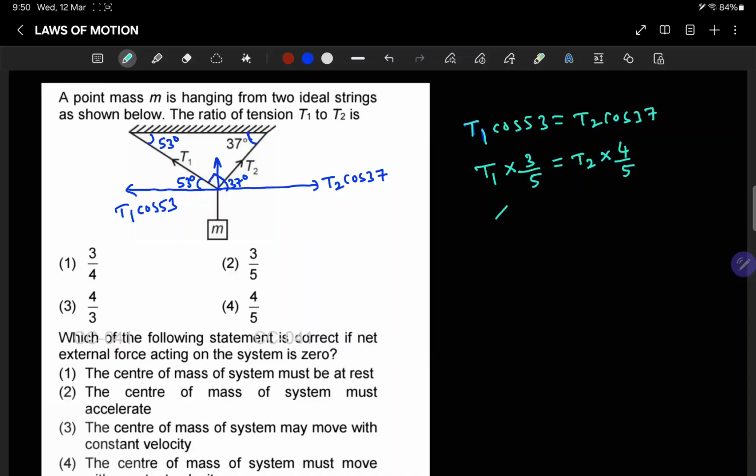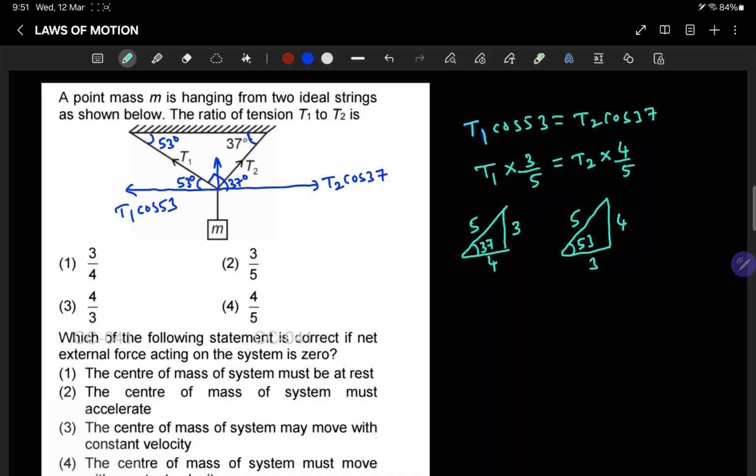Very important, again I am saying: if it is a 37 degrees triangle, remember opposite 3, 4, 5. If it is a 53 degrees triangle, opposite 4, 3, 5. Please remember, very important. Now here cos 53 is nothing but 3 by 5, students. Cos 37 is 4 by 5. Sin 37 is 3 by 5. Sin 53 is 4 by 5.